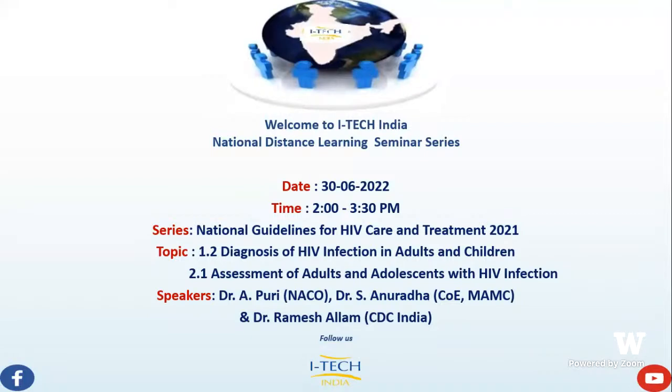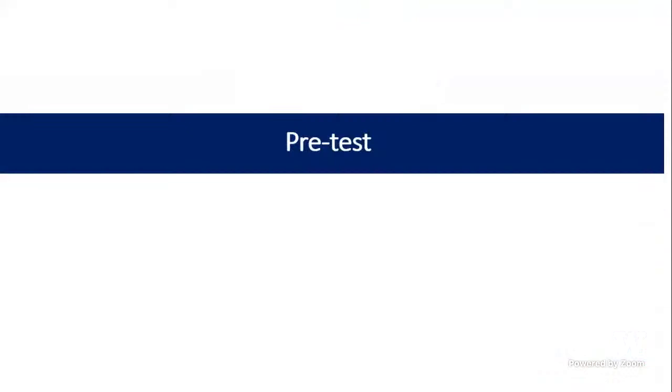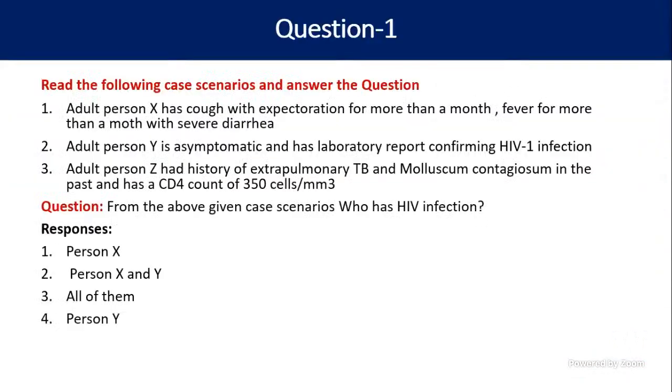Yeah, we'll quickly run through the pre-test. Requesting all the participants to please attempt the pre-test. Here's the first question. Please read the following case scenarios and answer the question. I'm reading out the case scenario and the e-poll will appear after I read it out. First scenario: adult person X has cough with expectoration for more than a month, and fever for more than a month with severe diarrhea. Second scenario: adult person Y is asymptomatic and has a laboratory report confirming HIV-1 infection. Case 3: adult person Z had a history of extrapulmonary TB and molluscum contagiosum in the past and has a CD4 count of 350 cells per millimeter.